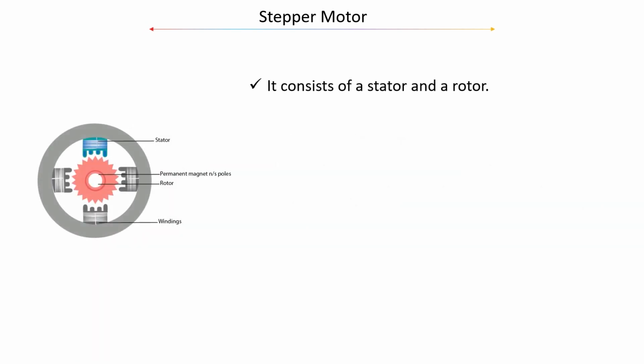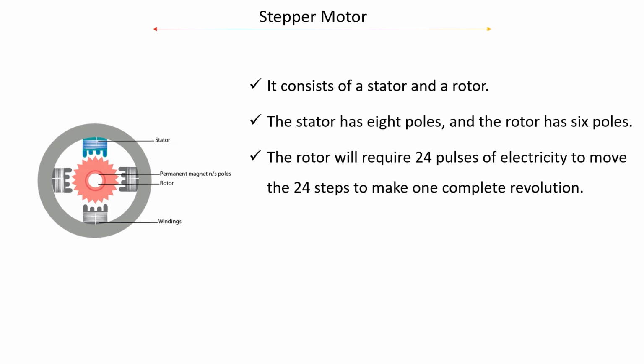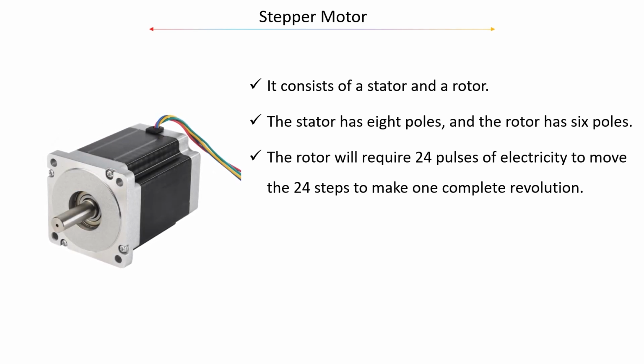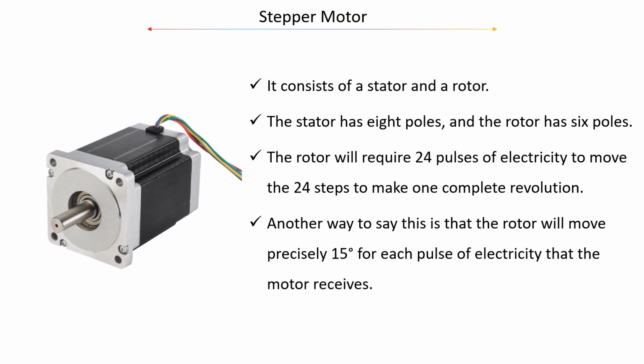It consists of a stator and a rotor. The stator has 8 poles and the rotor has 6 poles. The rotor will require 24 pulses of electricity to move the 24 steps to make one complete revolution. Another way to say this is that the rotor will move precisely 15 degrees for each pulse of electricity that the motor receives.